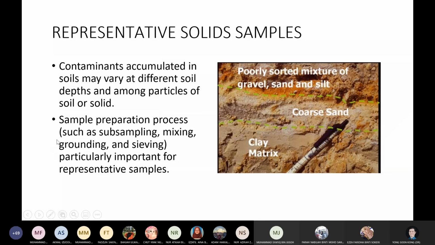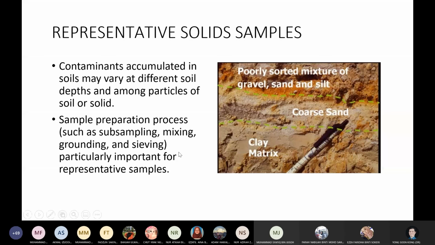Sample preparation processes such as subsampling, mixing, grinding, sieving are particularly important for representative samples. Now coming back to the soil samples, the proper way to collect soil samples, we already have a standardized method. For example, in order to collect soil samples, you have to use an instrument called an auger. Don't worry, later you will see it. You have to use that to collect a vertical profile of the soil from the surface until 30 centimeters deep, and only after that, you mix it up and sieve and so on.